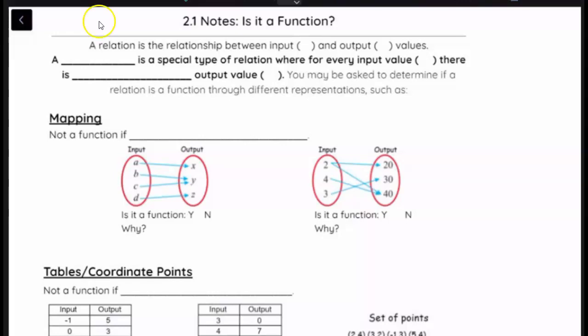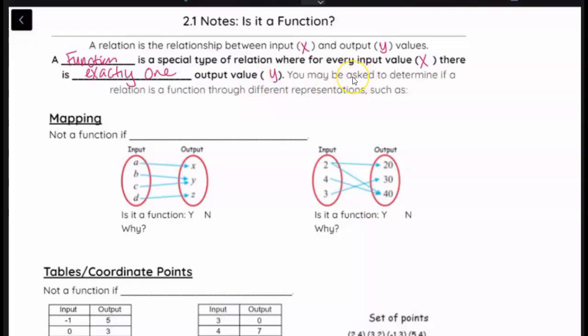So first off, a relation is a relationship between input, which are our x values, and output, which are our y values. So a relation is a relationship between our x and y values, or input and output values. Now a function is a special type of relation where for every input value, which remember means x, there is exactly one output value, y. So for every x, there is exactly one and only one y value associated to it.